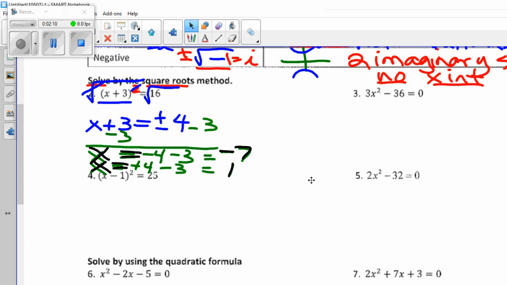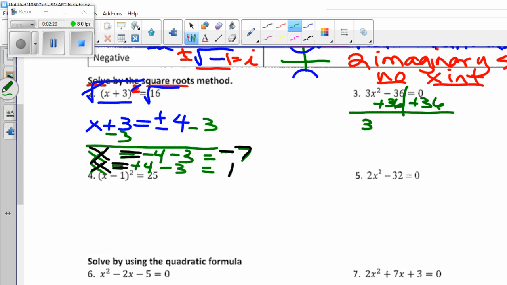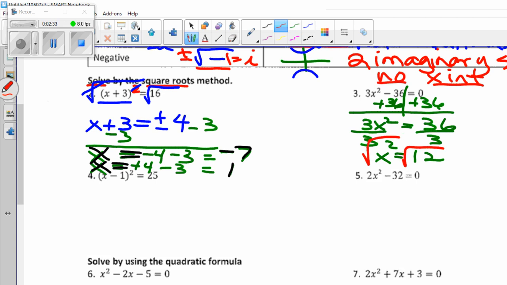Okay. All right, so now let's look at number 3. Same thing, if I'm solving a quadratic, I want to get the quadratic by itself. So I'm going to add 36 to both sides. And so I get 3x squared equals 36. Divide by 3, divide by 3, I get x squared equals 12. And then I'm going to square root both sides. So I get x equals the square root of 12, and it's plus or minus because it's always two solutions for a quadratic.